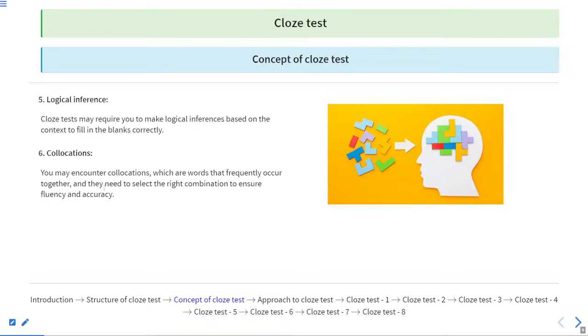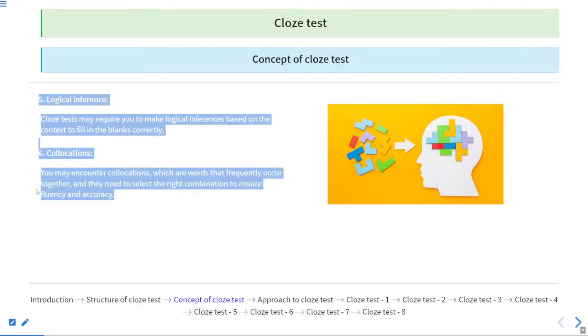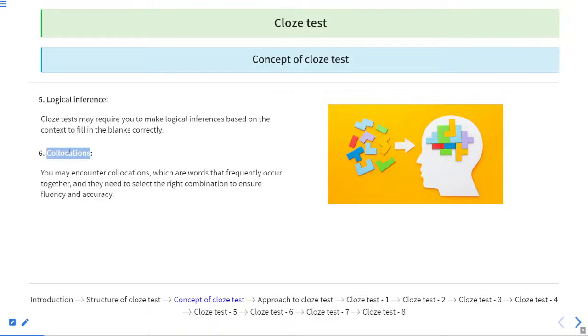Next is collocations. Sometimes we may encounter collocations. These are words that frequently occur together. So there may be words like "as far as". These words typically occur together, and therefore we may need to select the right combination of words to ensure their fluency and accuracy. So collocation words are also tested through cloze test.